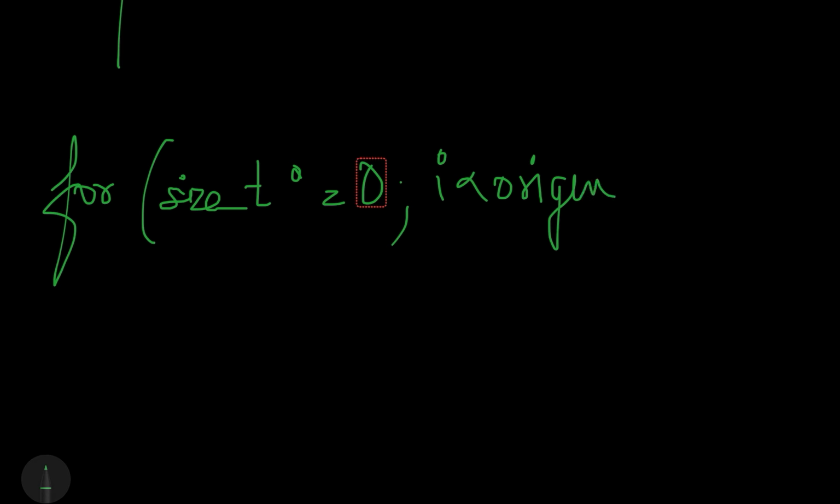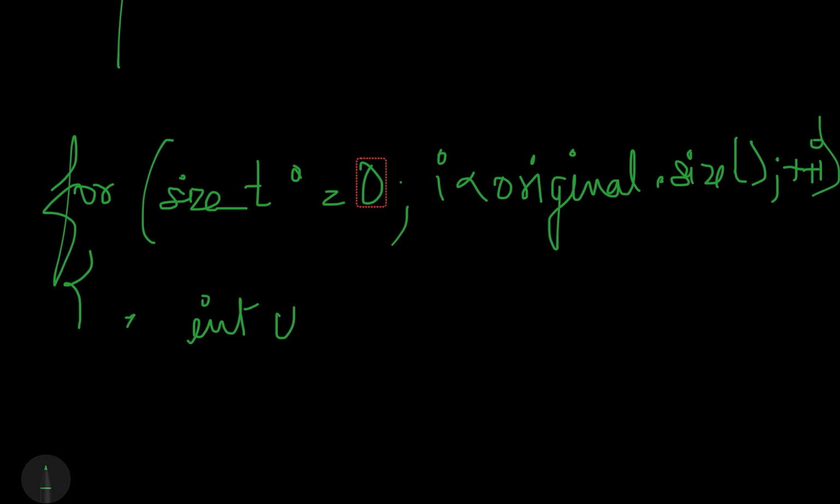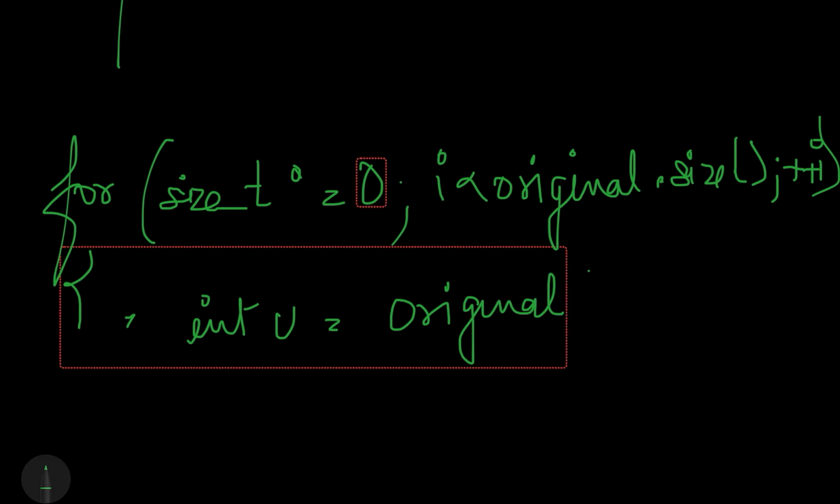Now let's see how the direct transformations will happen. For i equal to 0, traverse the original character array, original dot size, plus plus i, and u would be equal to original of i minus a.